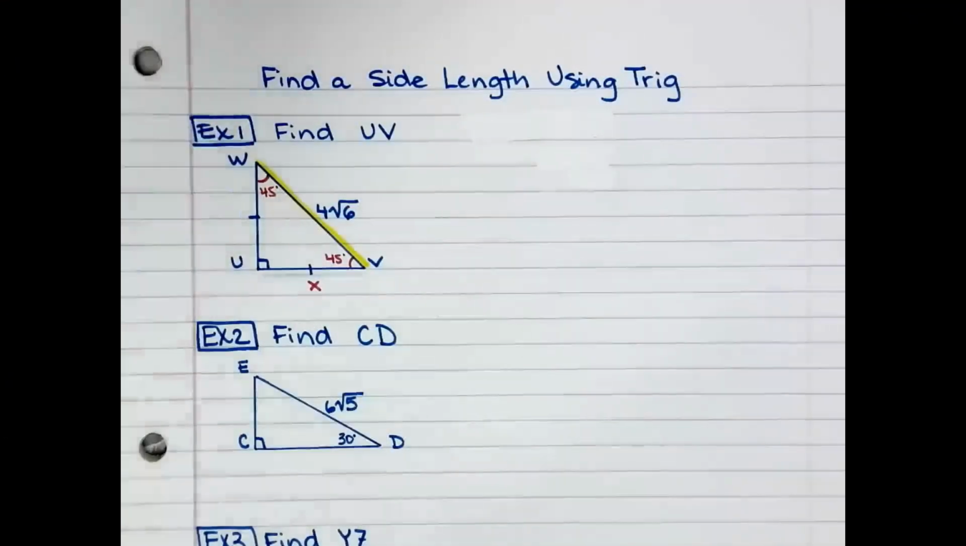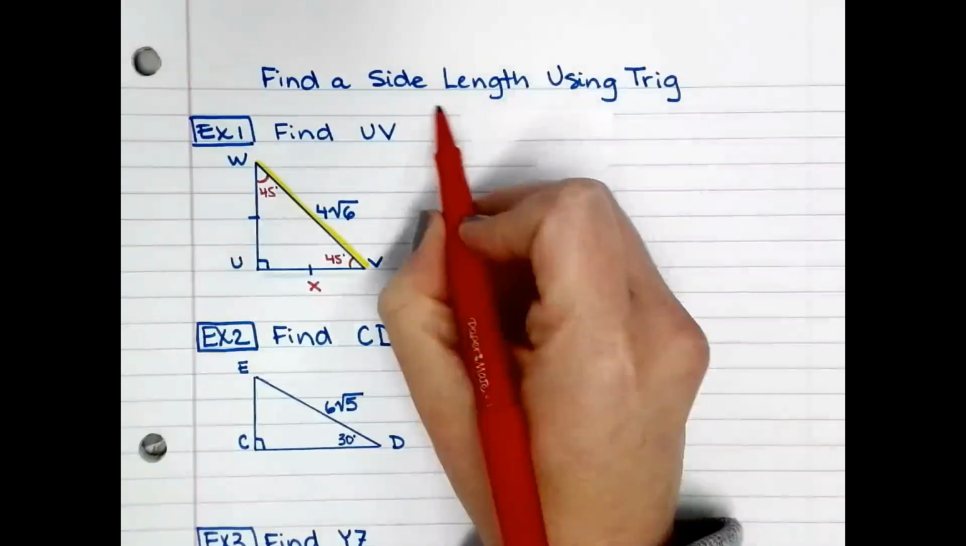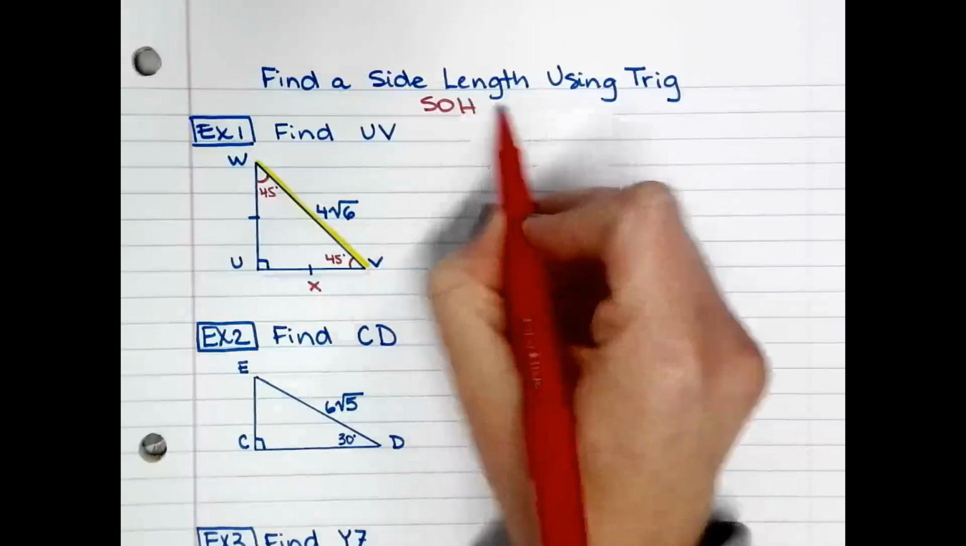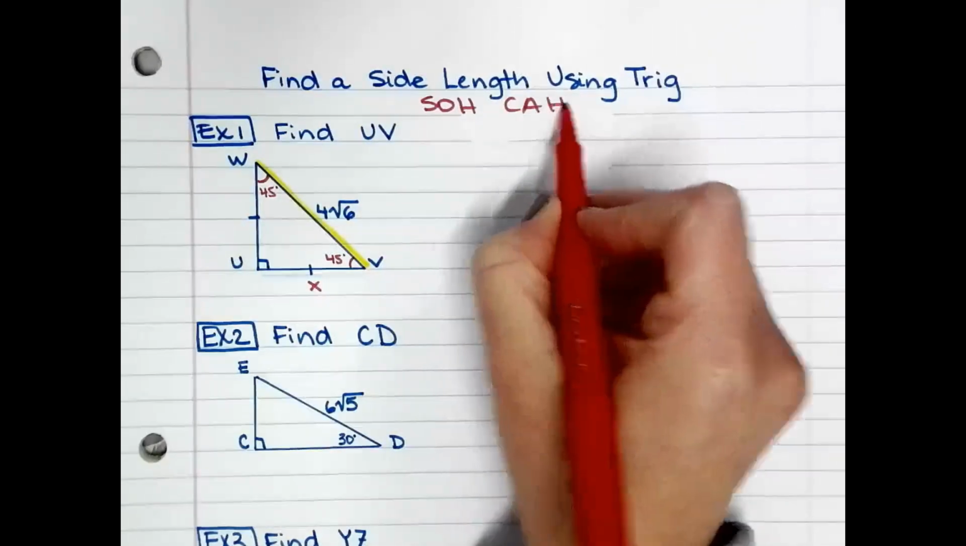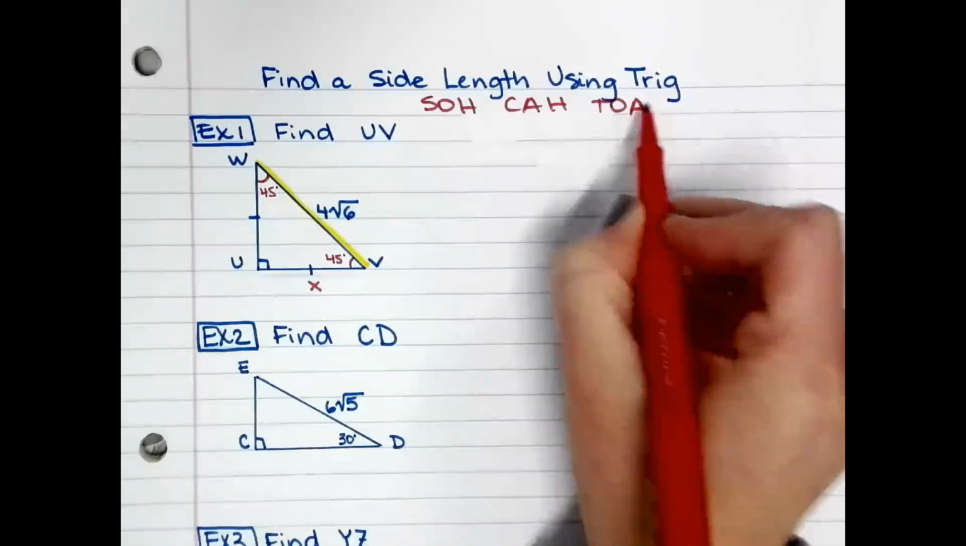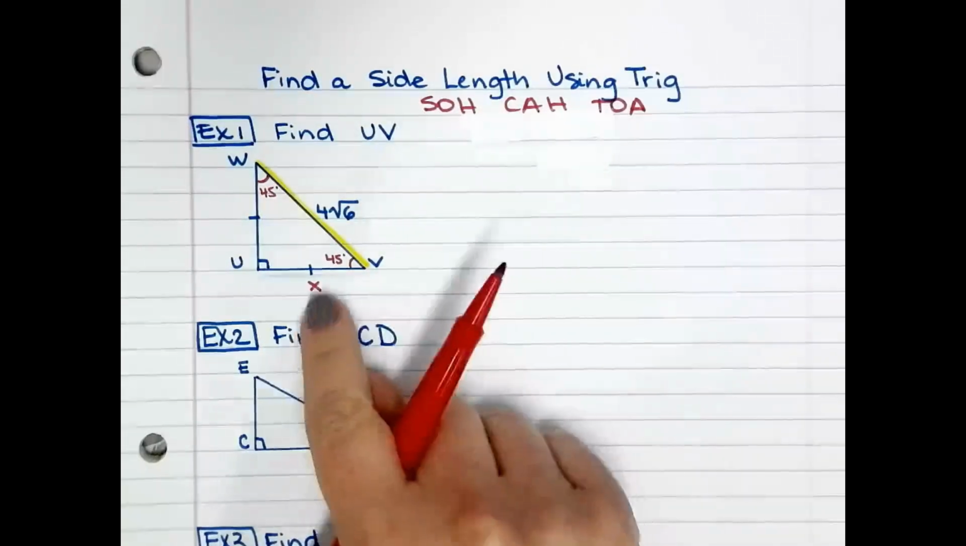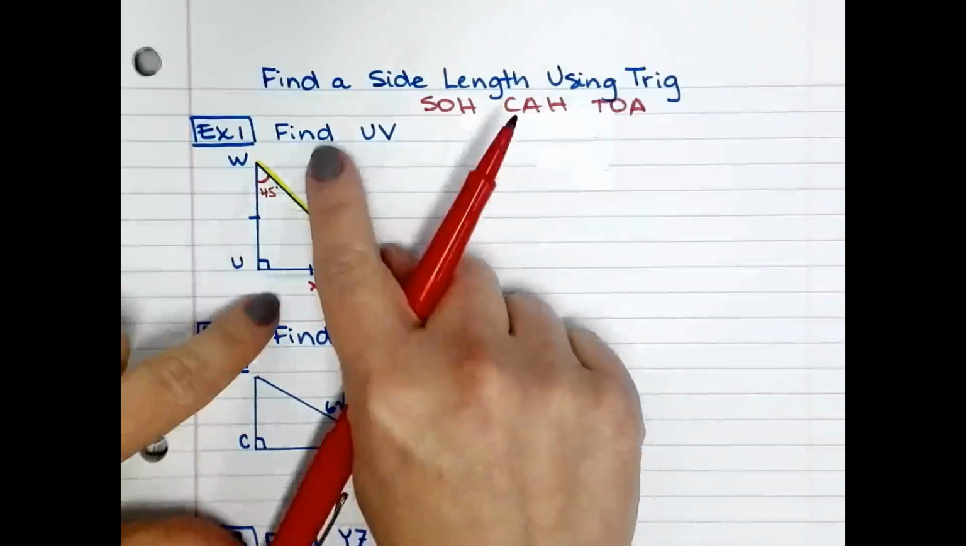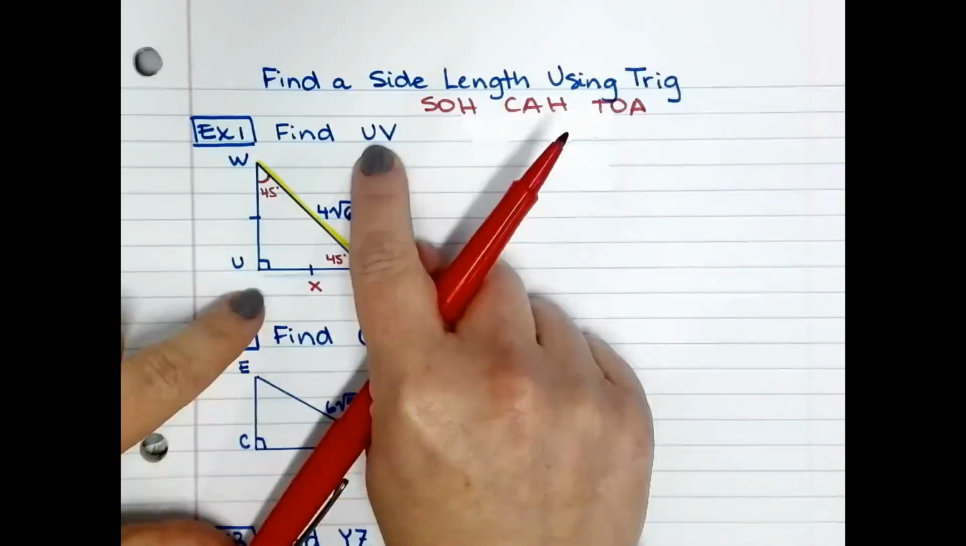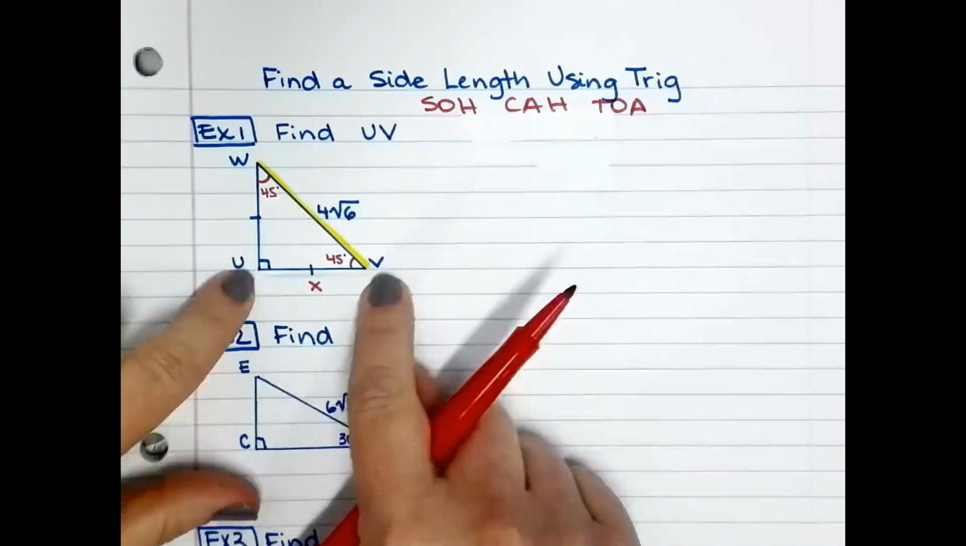a side length using trigonometry. Every time I see trig, I see SOHCAHTOA. That way I have something to point to as we're working it out. Here, we're looking for the length of side UV. Side UV is right there.